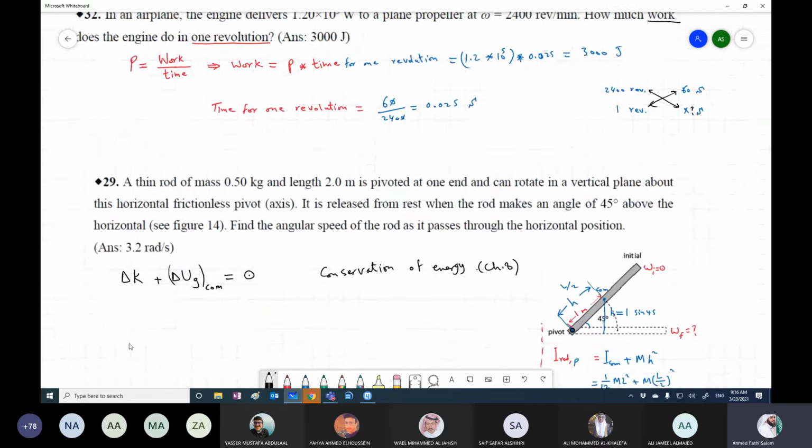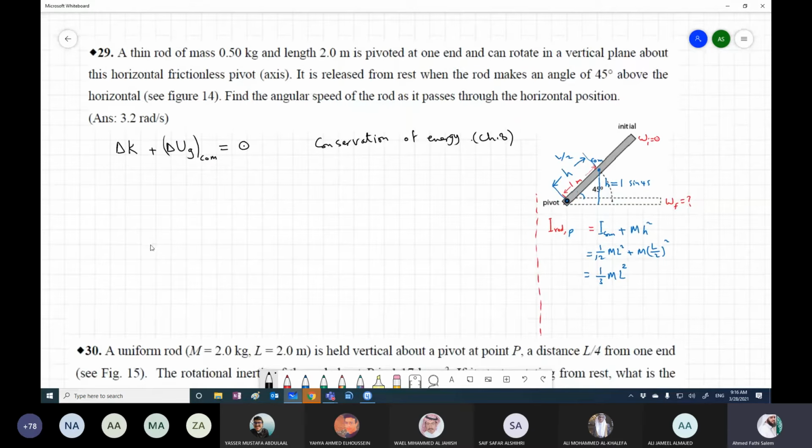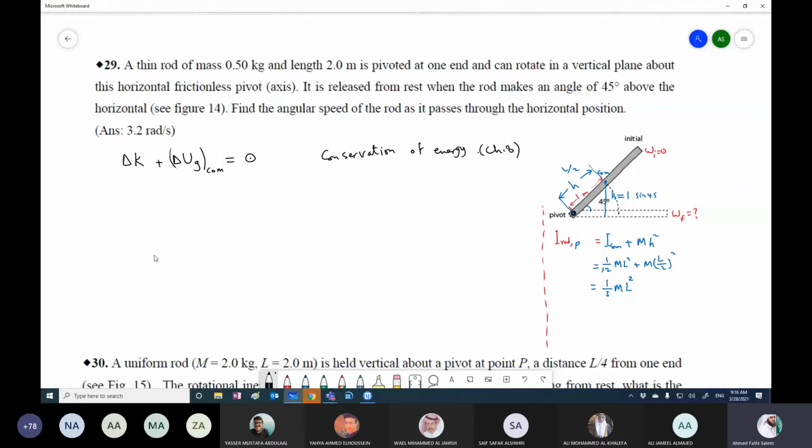Let us take one more problem, and it has to do with energy conservation. Here we have a thin rod of mass 0.5 kg, length 2 meters, pivoted at one end, and it can rotate in a vertical plane, up and down, about this horizontal frictionless pivot or axis. It is released from rest, so omega initial is equal to 0.